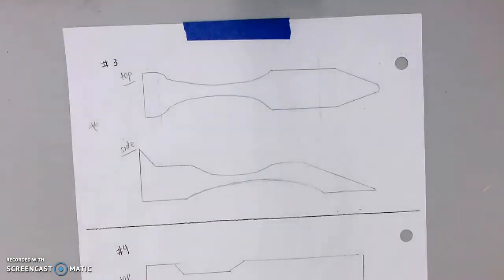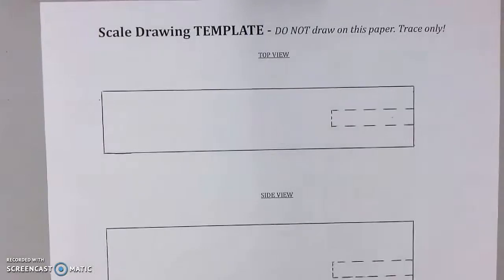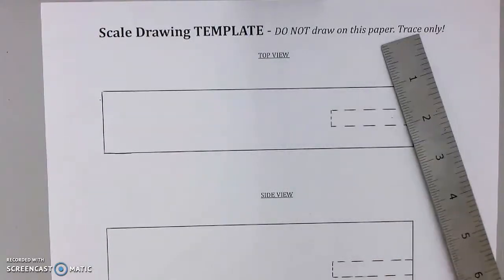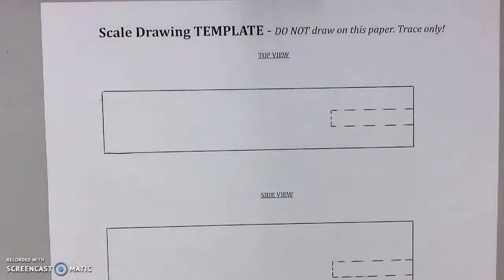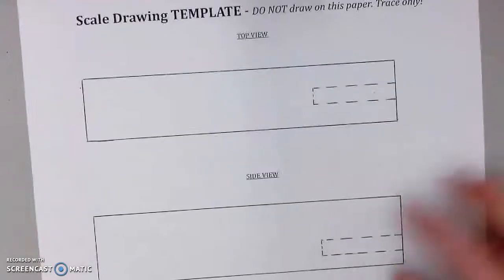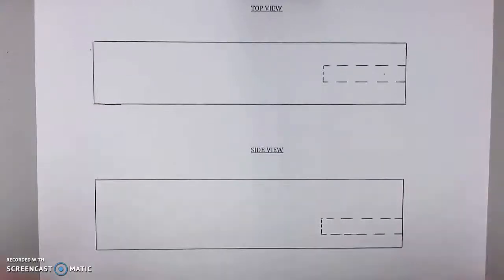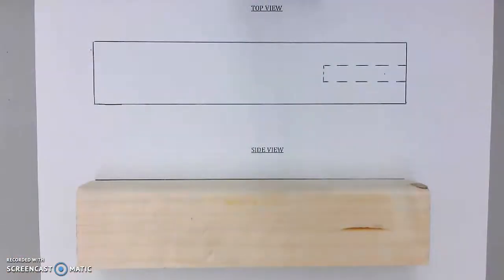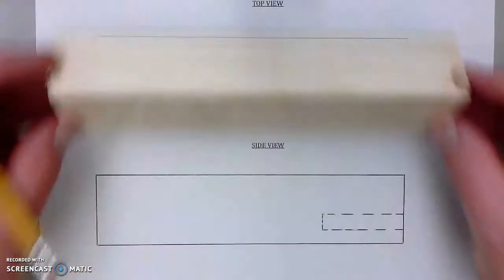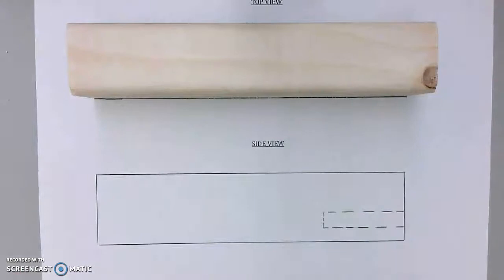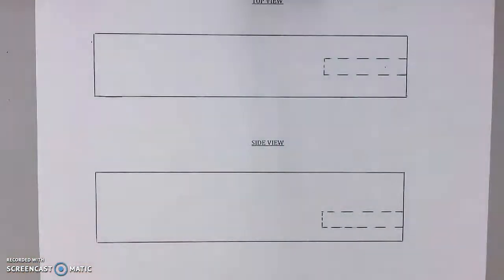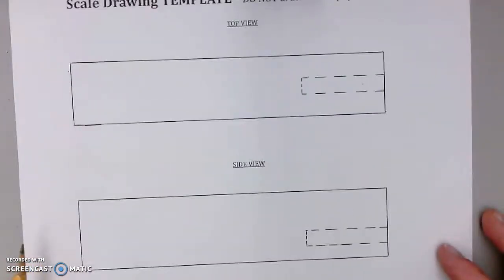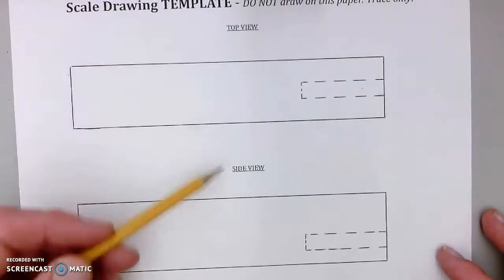All right, so the first step would be to get this scale drawing template from your teacher. Now this one you're not going to want to draw on, you're just going to trace it. This is probably one of the easiest ways that you can do this. This is the exact size of that block of wood that I just showed. So from the side you can see I can just line this up right there. It just covers up that whole outline. If I flip it to the top, it does the same thing. So these rectangles are the same exact size as the block of wood that you're going to start with. This is what it would look like from the top and the side.